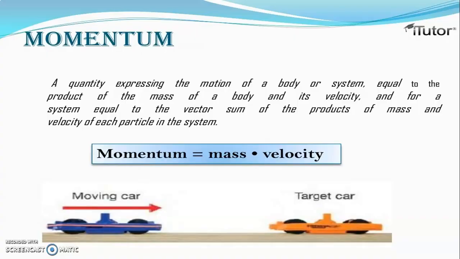Basically, momentum is a quantity expressing the motion of a body or a system, equal to the product of the mass and the velocity of the body, and for a system equal to the vector sum of the product of the mass and the velocity of each particle in the system.